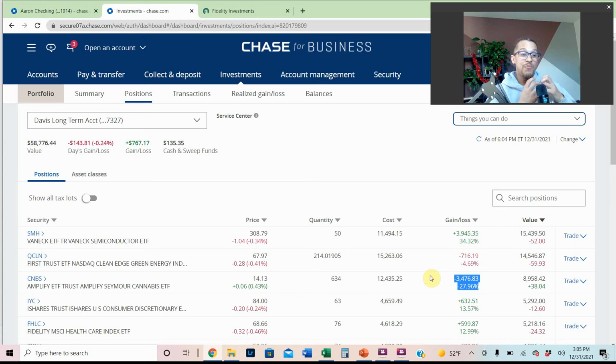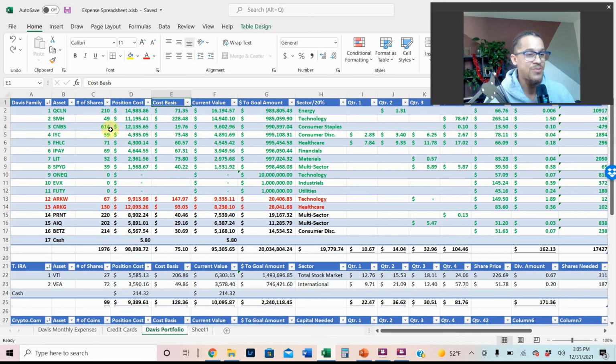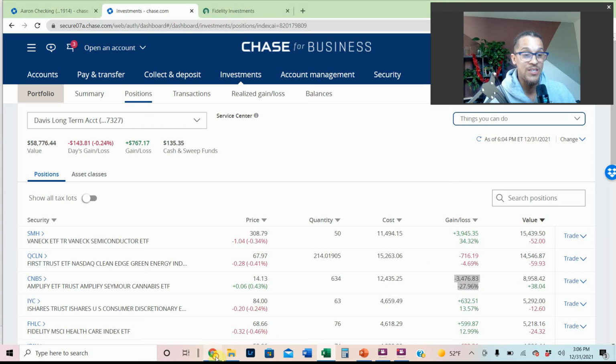I do believe that once cannabis comes back into rotation and once we start talking again about legalizing cannabis across the country, then this ETF and all of the cannabis stocks will begin to build some momentum and start going in the right direction. So I am actually okay with this position being so negative. I am still DCAing into this every single month, bringing that cost basis down. We can see real quick, it's trading at 14.13, and this again is why I like this spreadsheet. Cannabis, my cost basis is 19.76 in this particular ETF. So that's why I am down 27%.